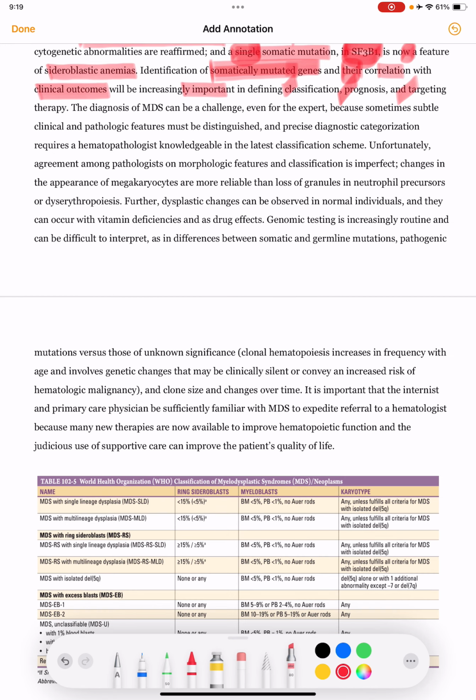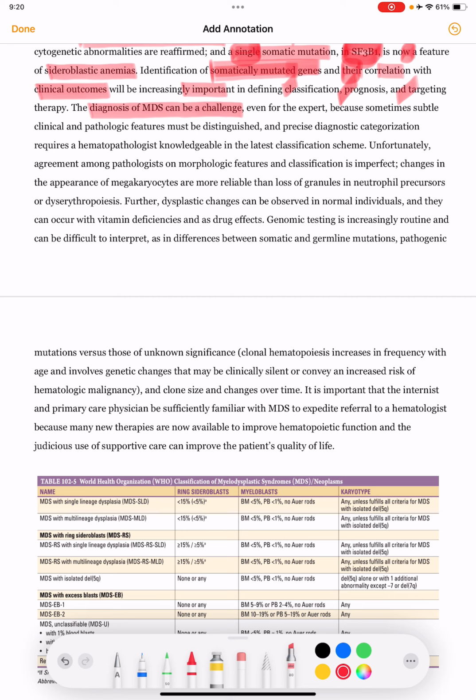must be distinguished, and precise diagnostic categorization requires a hematopathologist knowledgeable in the latest classification scheme. So the diagnosis of MDS can be a challenge. Unfortunately, agreement among pathologists on morphological features and classification is imperfect.